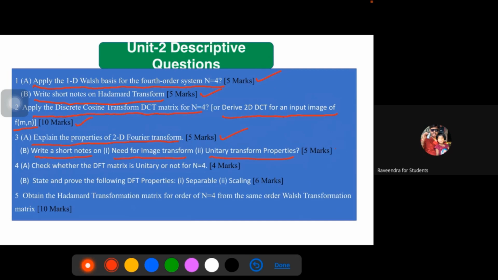Then fourth one, check whether the DFT matrix is unitary or not for the order of n equals to 4 for 4 marks. Then state and prove the following DFT properties. Only two. The first property is separable and the second property is scaling. And last one, obtain the Hadamard transformation matrix for order of n equals to 4 from the same order Walsh transformation matrix. Single question for 10 marks.